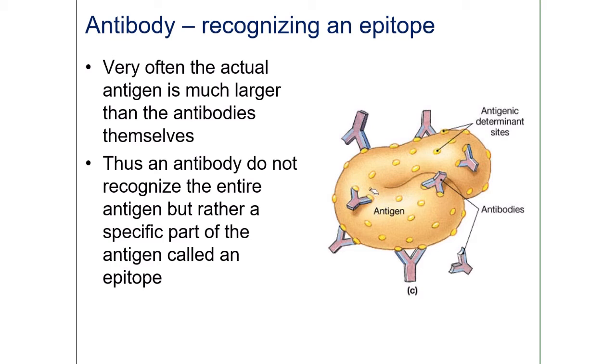So the specific location on the antigens that the antibody binds to is what we call an epitope. Okay, so when we create a vaccine, for example, we want to use an epitope that is very immunogenic. Okay, that will create antibodies that have strong binding.